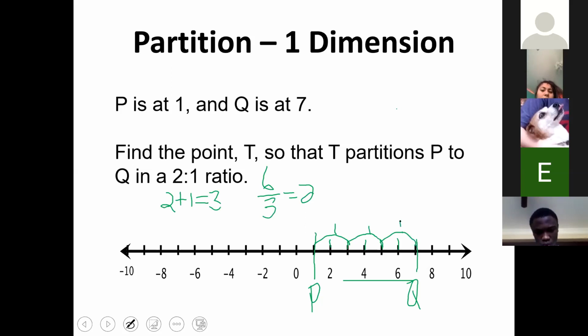Now, it's asking, where does point T go? Well, here is one section, and it's a 2-to-1 ratio. Here's the other. So point T goes right there, right here at line 5. There's a 2, here's a 2-to-1 ratio. Does everybody understand that? Yes. Because understanding this will definitely help us get to the next segment.